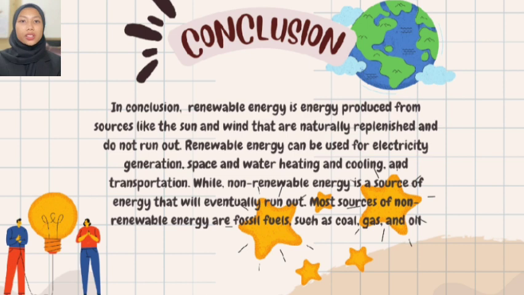In conclusion, renewable energy is energy produced from sources like the sun and wind that are naturally replenished and do not run out. Renewable energy can be used for electricity generation, space and water heating and cooling, and transportation, while non-renewable energy is a source of energy that will eventually run out. Most sources of non-renewable energy are fossil fuels such as coal, gas, and oil.